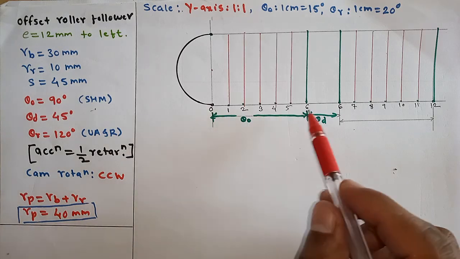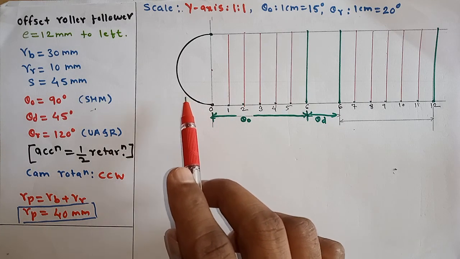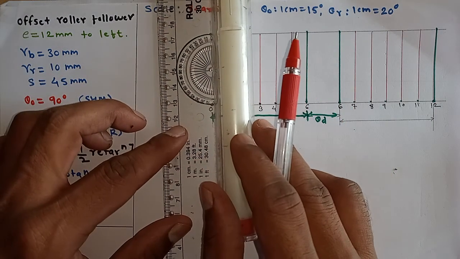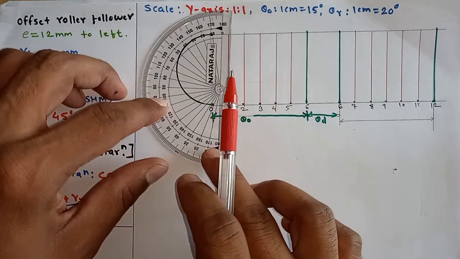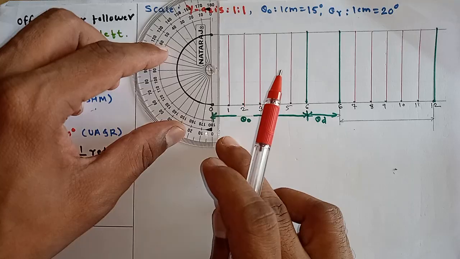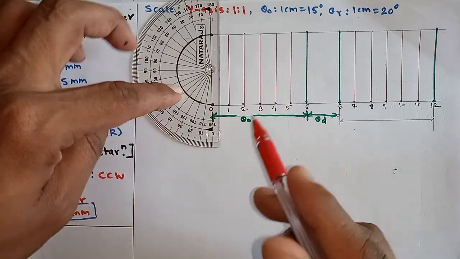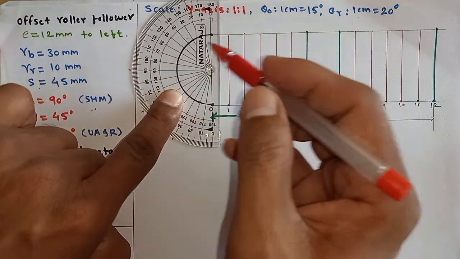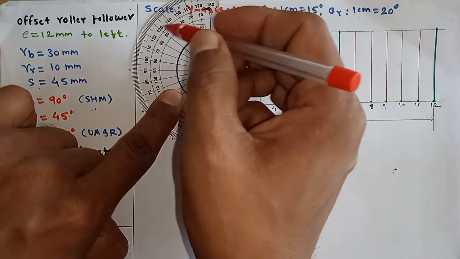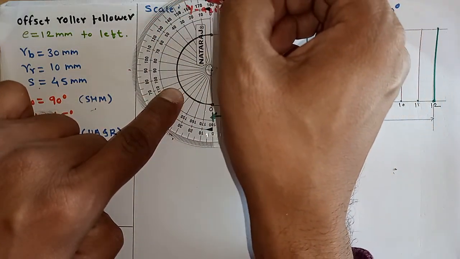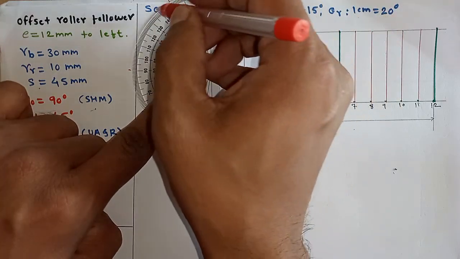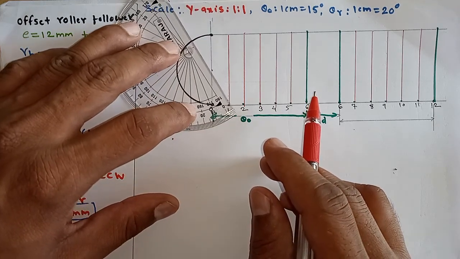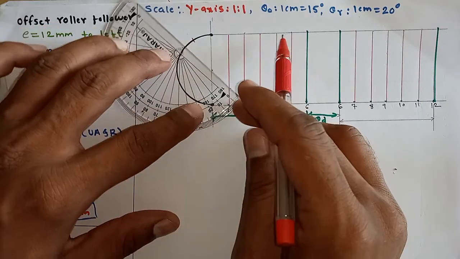Now we have divided outstroke angle into 6 equal divisions. So we will divide the semi-harmonic circle into 6 equal divisions. So 180 divided by 6 is 30. The first one, second, third. And from this side, this will be first one, second and third. So I will mark these divisions on the semi-harmonic circle. This is one.